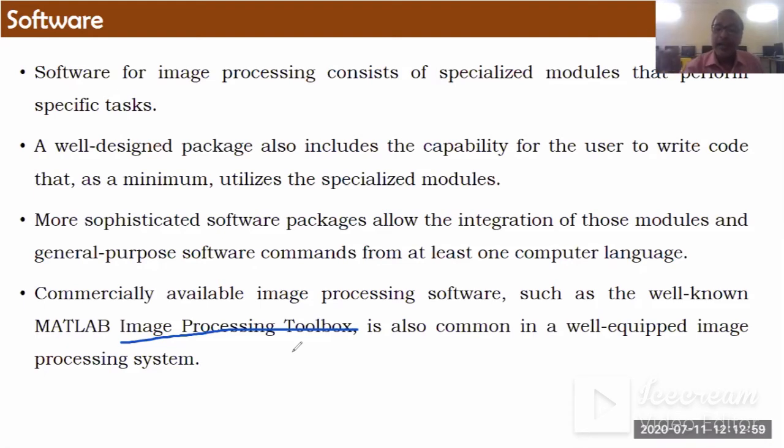But in MATLAB there is a direct function, so we can directly write the function and convert the image into black and white. But when you have to use other software, for example Java or C, we need to write the code. So this is the popularity of MATLAB.